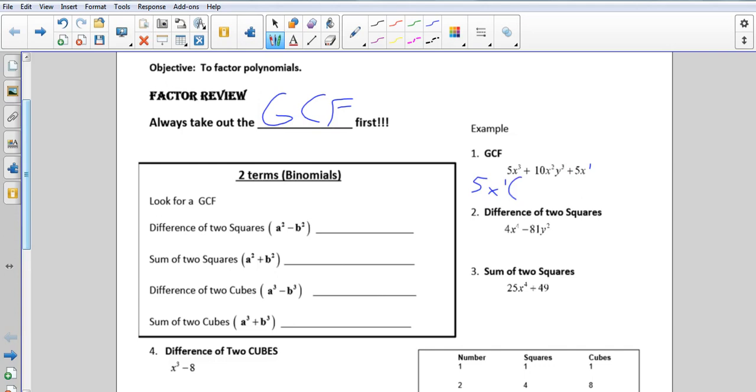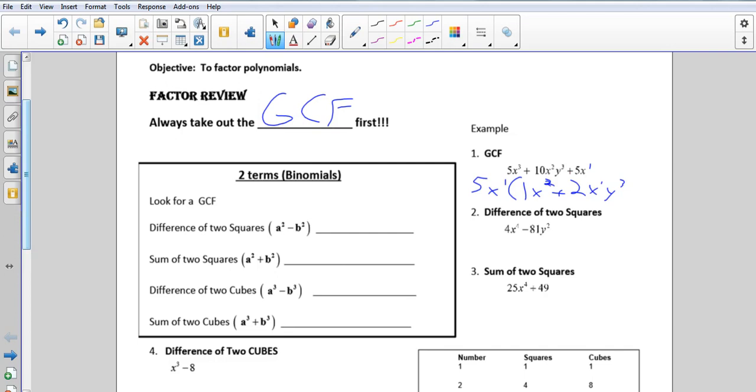Now I divide. 5 divided by 5 is 1. X to the third divided by x to the 1 is x squared. 3 minus 1 is 2. Plus 10 divided by 5 is 2. X squared divided by x to the 1 is x to the first. And the y cubed just tags along. And then 5x divided by itself.